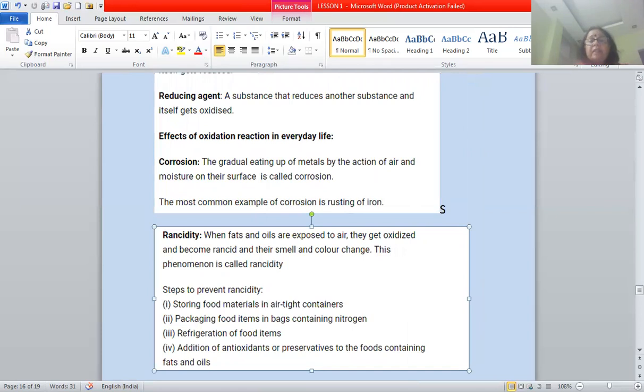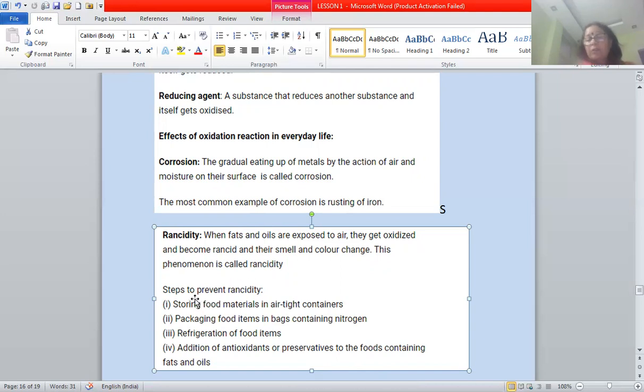Now, we'll study about rancidity. What is rancidity? When fats and oils are exposed to air, they get oxidized and become rancid, and their smell and color change. This phenomenon is called rancidity. I repeat, when food containing fats and oil is exposed to air, it gets oxidized and becomes rancid and the smell and color change. This phenomenon is called rancidity.